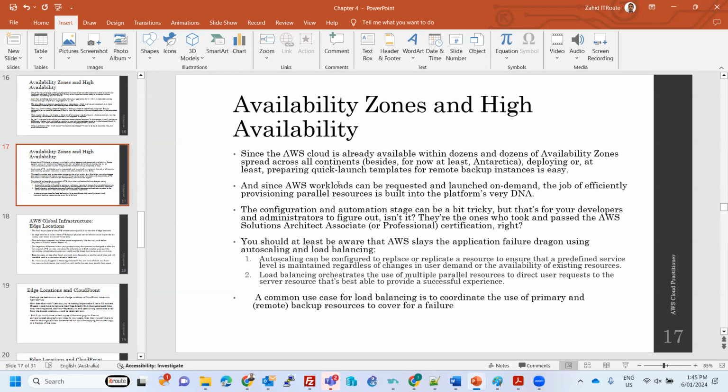So with high availability, we can also make our service available all the time. So with a combination of availability zones and high availability, we can provide highly available services.